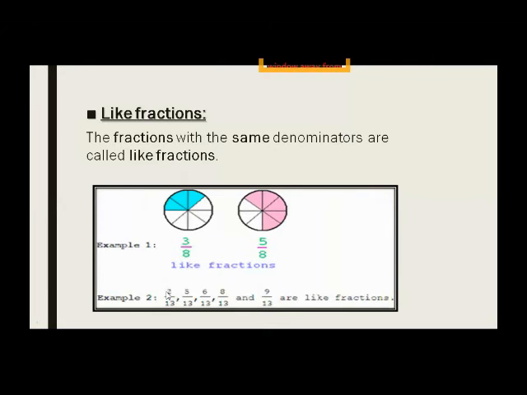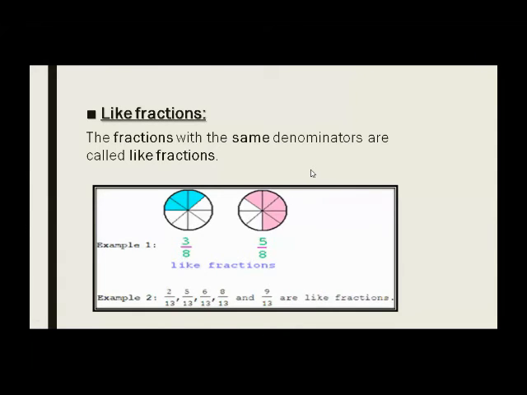Now next is 2 upon 13, 5 upon 13, 6 upon 13, 8 upon 13, 9 upon 13. Now in all the given examples, the numerator is different and the denominator is same, 13. So they all are like fractions. Again I'm repeating, in like fractions, denominators are same. See, there are so many examples of like fractions.